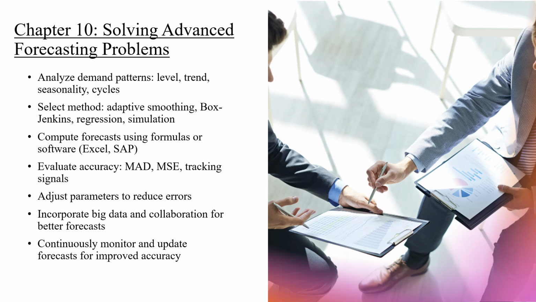This could be methods such as advanced time series, adaptive smoothing, or causal models like regression that use outside factors to predict demand. After choosing a method, you calculate the forecast either by hand or using software like Excel or SAP. It is important to check how accurate your forecast is by looking at the error measures like MAD and tracking signals so that you can spot any bias or unusual data. Next, fine-tune your method by adjusting things like the smoothing factor to get better results. Using big data and working closely with suppliers or customers can also help improve forecasts.